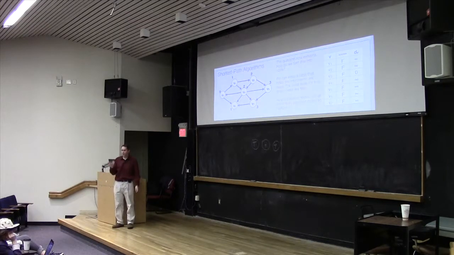If you're doing this in code, infinity can be the biggest number that you can plug into your computer, or it can be some other sentinel that you have. Yeah? Why is V3 false? Well, we haven't actually processed it yet. That's the idea. We're starting out and saying, okay, that's where we're starting. So we know the distance is 0, but we haven't actually looked at its vertices or its edges yet.